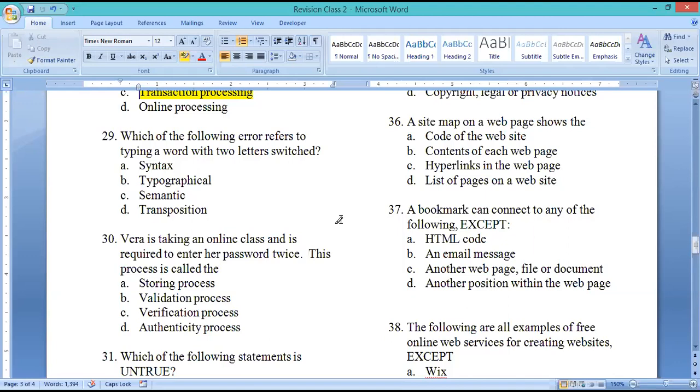Is B typographical? Alright, so I am kind of between the two. I'm between transposition, because if you've done transposition in English, you know that's when you exchange the position of two things. And a typographical error is when you make a mistake. So what to do?